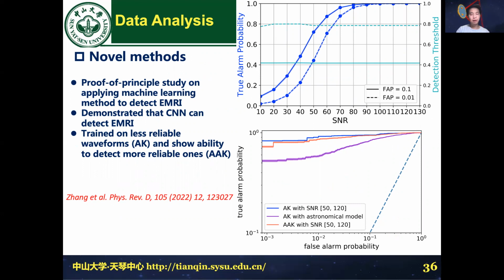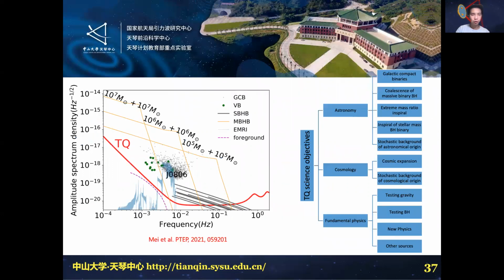So to sum up, TianQin is a spaceborne gravitational wave mission that can operate to detect gravitational waves in the millihertz range. And we aim to detect a large variety of different sources. And we can do exciting science with these detections, like fundamental physics, as well as the expansion rate of the universe. And we are working on the data analysis pipelines towards that aim. And that is the end of my talk.